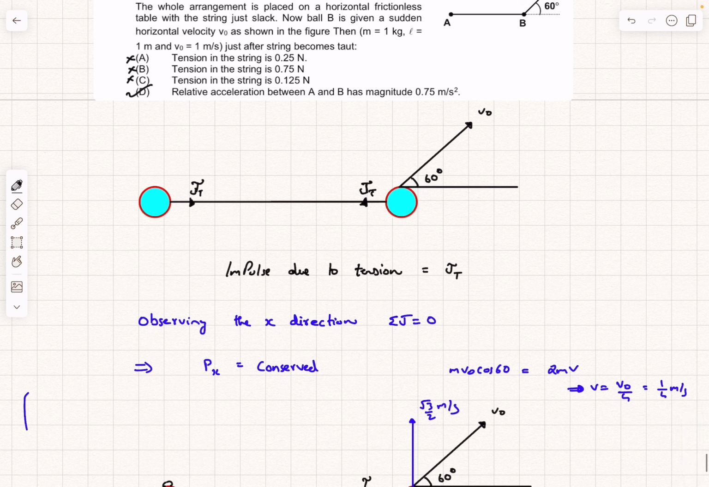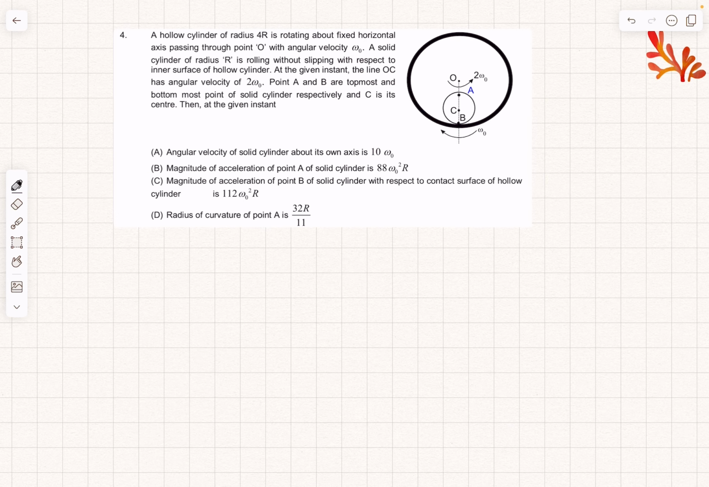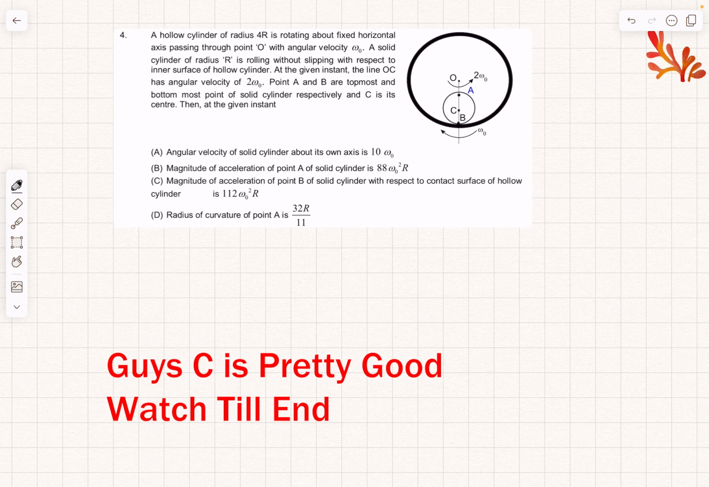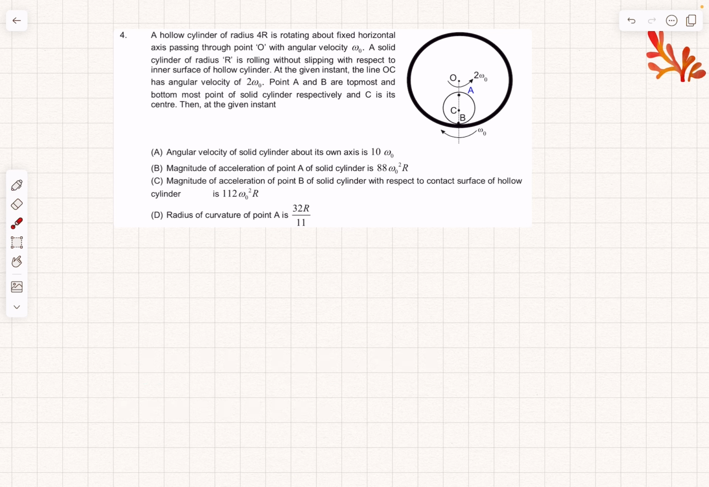Now let's move on to the next problem. Okay guys, this is a good problem to revise how to write accelerations at different points in a rigid body. We have a hollow cylinder of radius 4r, that is this big cylinder over here, that is performing fixed axis rotation with an angular velocity of omega naught. A solid cylinder of radius r is rolling without slipping with respect to the inner surface of the hollow cylinder. So this cylinder over here is rolling on the surface of this hollow cylinder.